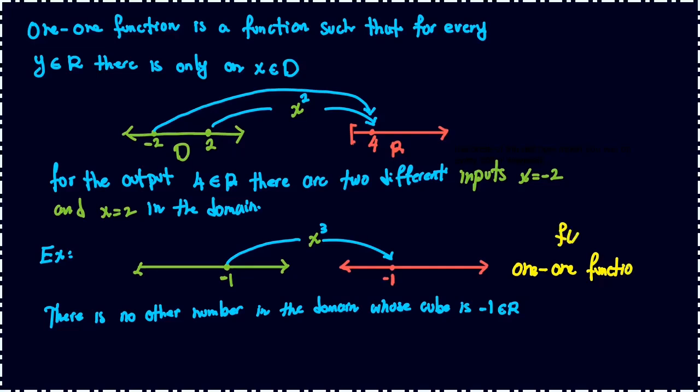F of x equal to x cubed is one-to-one. And here f of x equal to x squared is not one-to-one. I'm sure you're familiar with this notion from algebra. We're going to see why one-to-one functions are important.